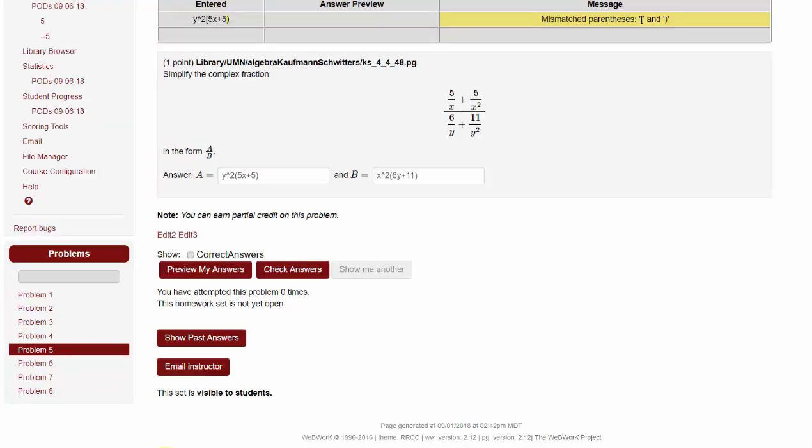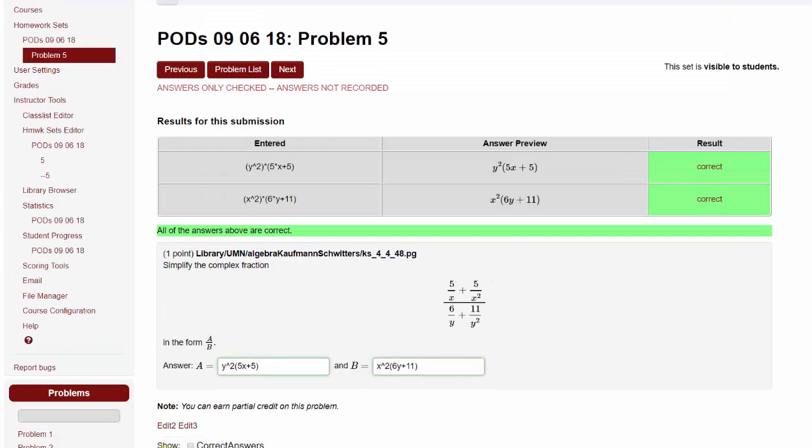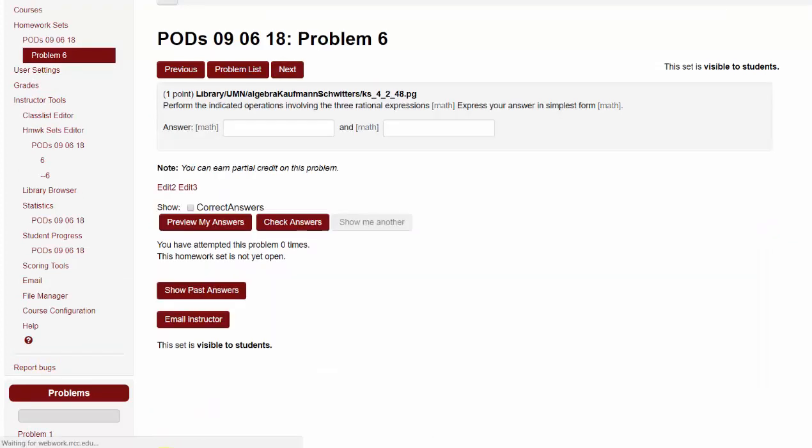Okay, and I entered that into WebWork and I edited it out so that you wouldn't have to see me struggle with it. Y squared times 5x plus 5 in the numerator, x squared times the quantity 6y plus 11 in the denominator. I'm going to check that just to make sure. Good, WebWork likes it. Okay, let's move on to the next problem.